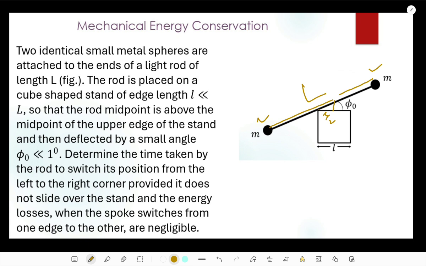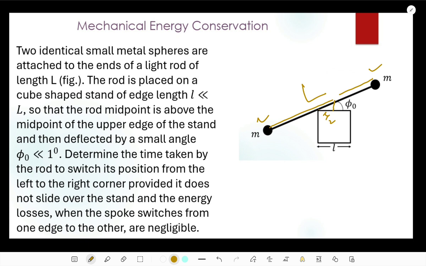So the rod is then deflected by a small angle. Okay, it is already deflected by a small angle phi naught, that is very much small. I can see it is very much smaller than 1 degree. That means it's quite a small angle. Then determine the time taken by the rod to switch its position from the left to the right corner.